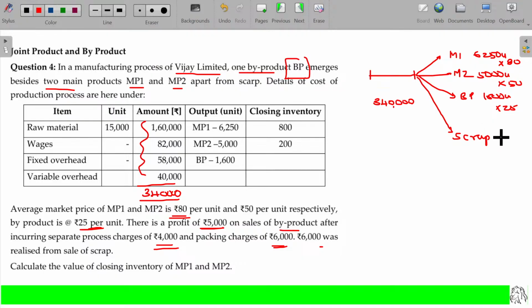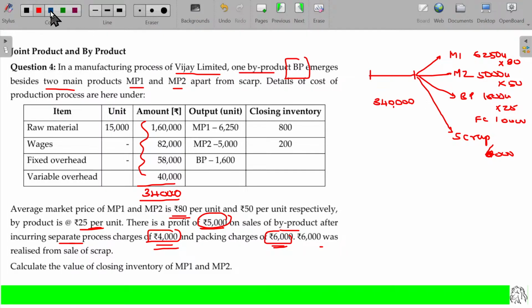Now, by selling the scrap, I get how much? 4,000 rupees revenue is there. 6,000 rupees, sorry, 6,000 revenue is there. And this byproduct has a further process cost of 4,000 and 6,000, 10,000 rupees. So separate process charge 4,000 and packing charge 6,000, 10,000 has gone off. Of course, there's a profit of 5,000, you forget about the 5,000 rupees.